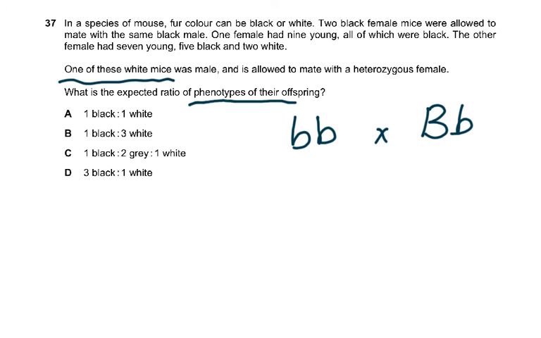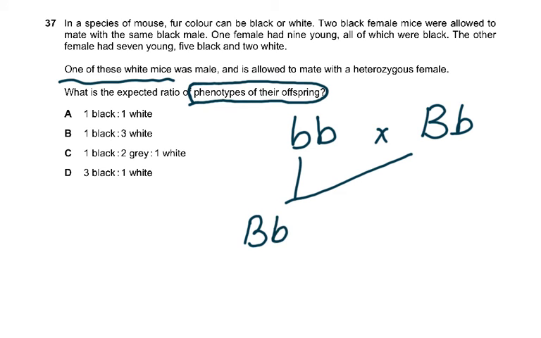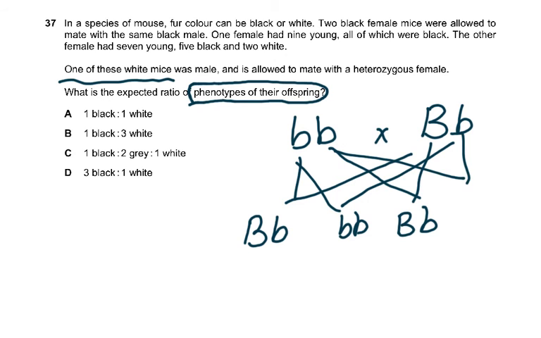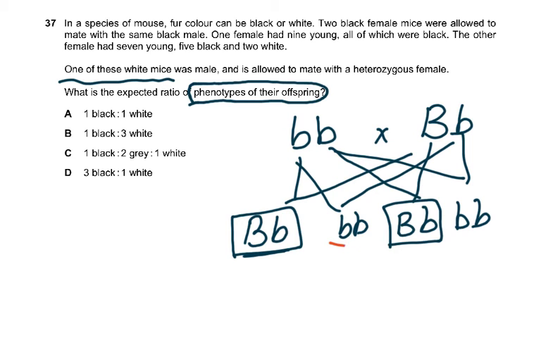What is the expected ratio of phenotypes of their offspring? Now, what is the ratio of the phenotypes of their offspring? Of their offspring. So you know that this combination is this. So you have two of these, and then you have two of these. So it is 2:2, which is 1:1.